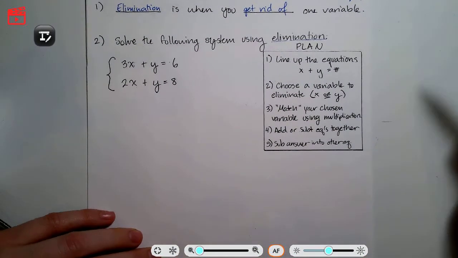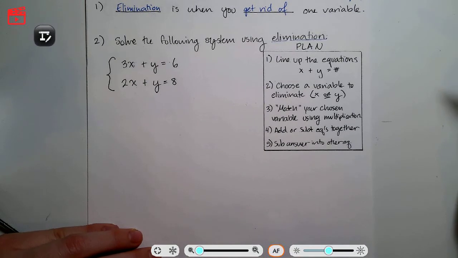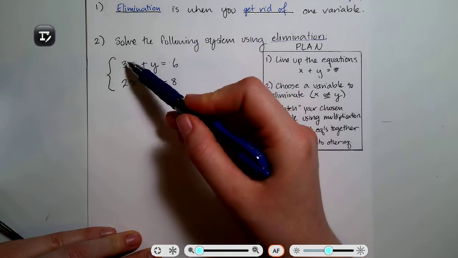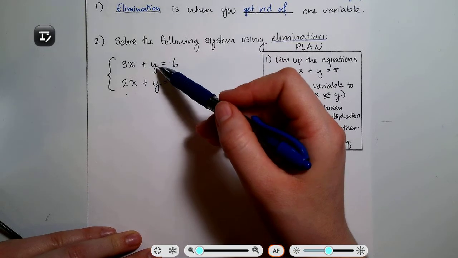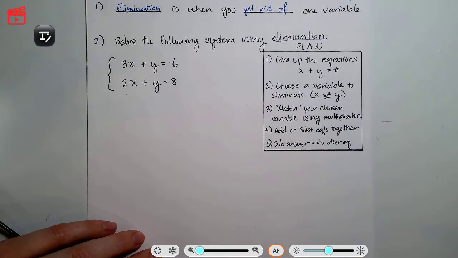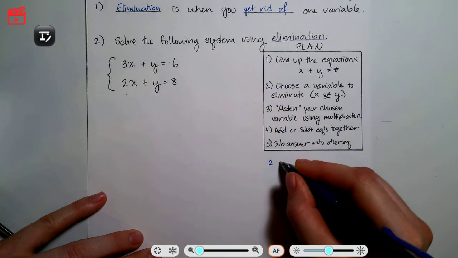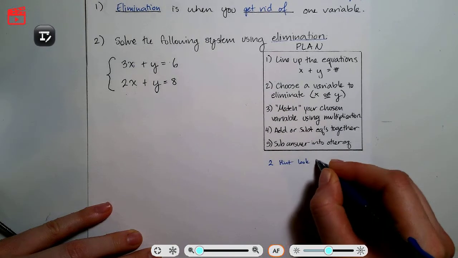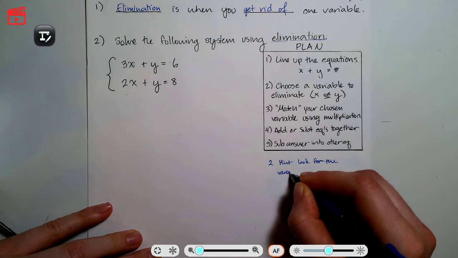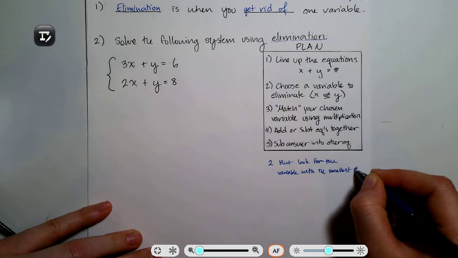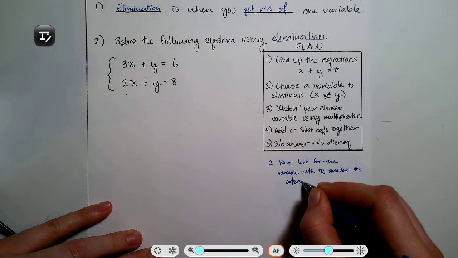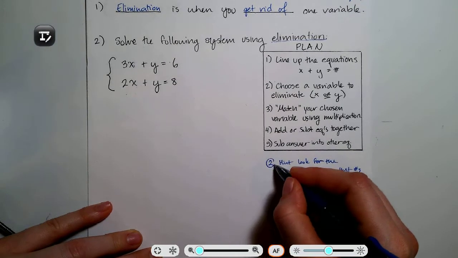All right, so that part is done. Step 2, choose a variable to eliminate, x or y. The plan when you're choosing a variable to eliminate, you want to look at the ones that have the smallest numbers in front of them. If you look at x, that has a 3 and a 2. But if you look at the y's, notice they just have a 1 in front of them. So for me, y would be my best bet because the number in front of y is smaller. So for step 2, the hint: look for the variable with the smallest numbers, or coefficients. Okay, so that's the hint for step 2.